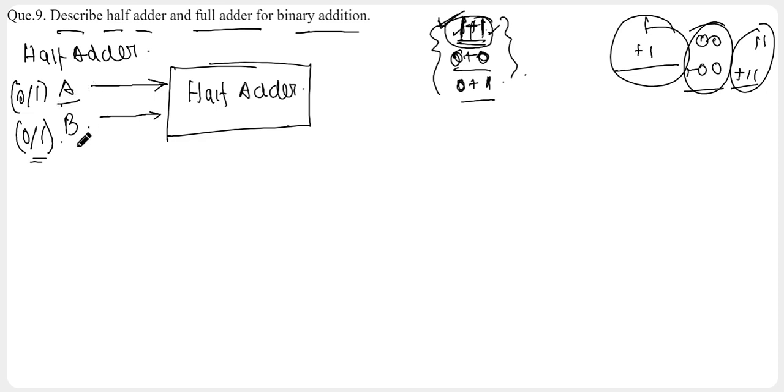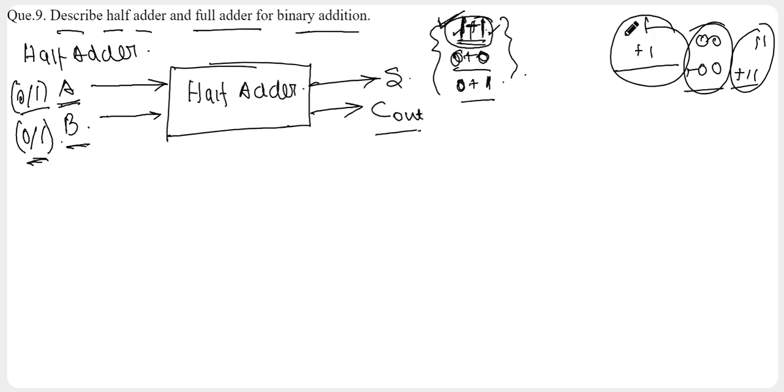So we are giving the inputs to the half adder as A and B. A is a 1 bit number and B is a 1 bit number, and A can assume the value of 0 or 1, and B can assume the value of 0 or 1. Now the outputs are, one output will be sum which we represent by S, and the other output will be C out which represents the carry.